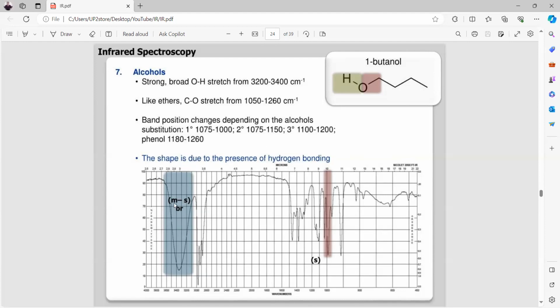From here, you can identify the broad OH signal. It takes this shape, like waves, and on the right side, from here, you can determine the C single bond O.